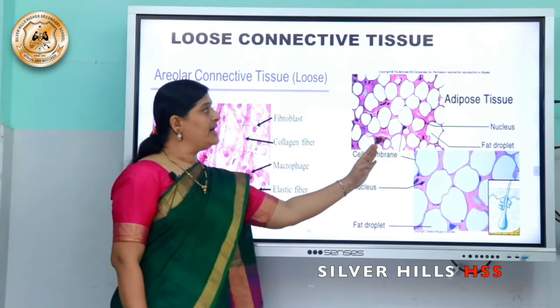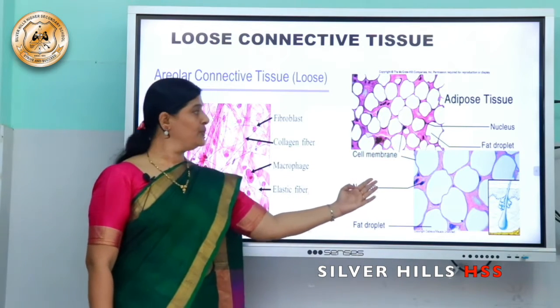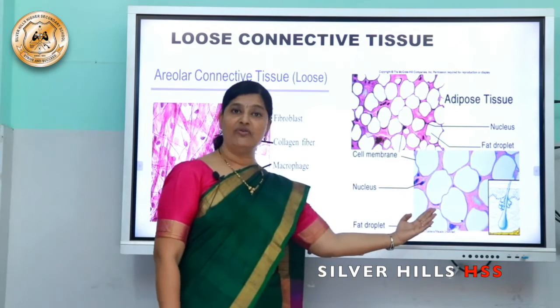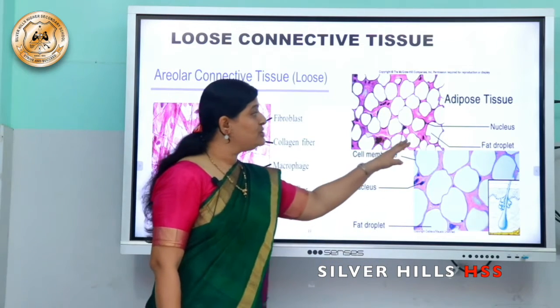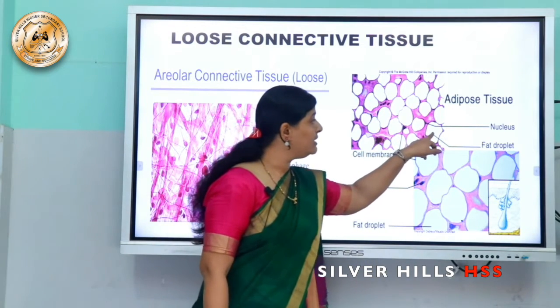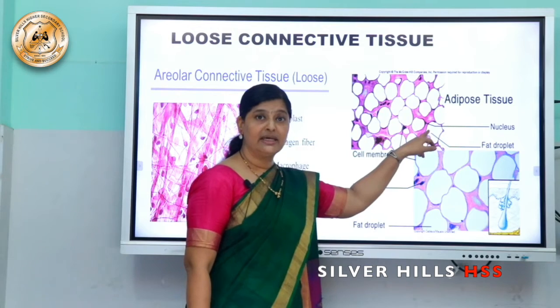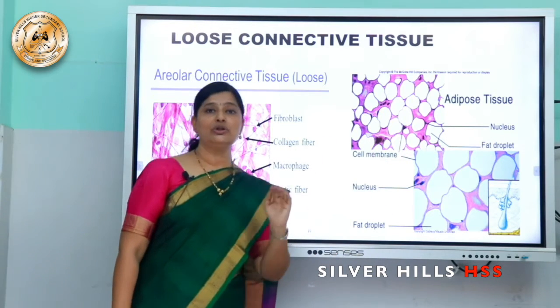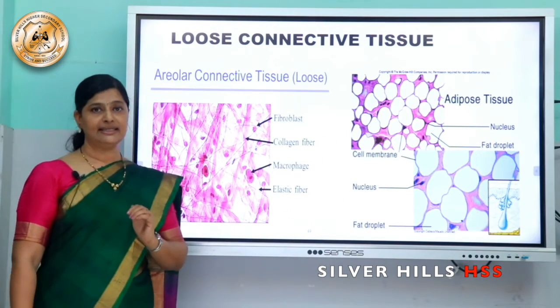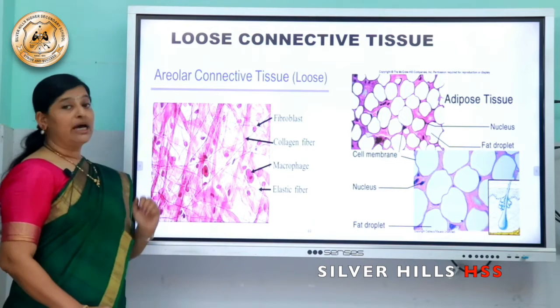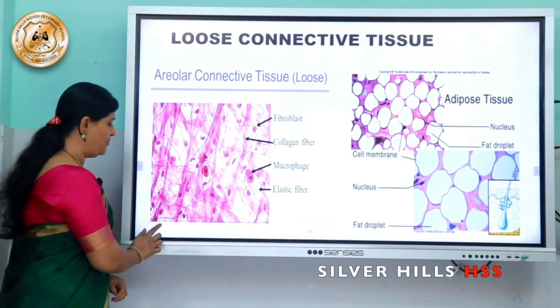The second one is called adipose tissue. You can see over here the picture of an adipose tissue. They store fat. You can see here the fat droplets. So, these tissues are also seen beneath the skin. So, that's it about the loose connective tissue.